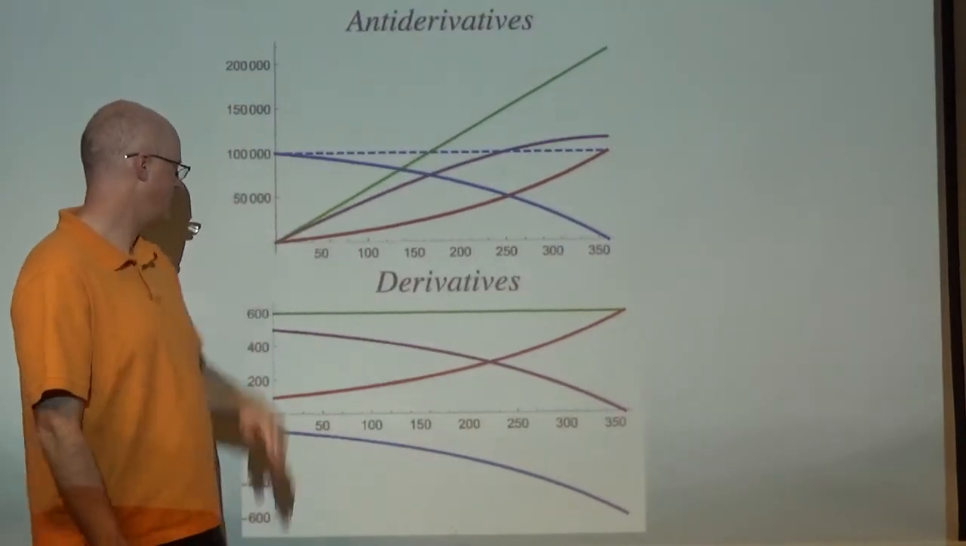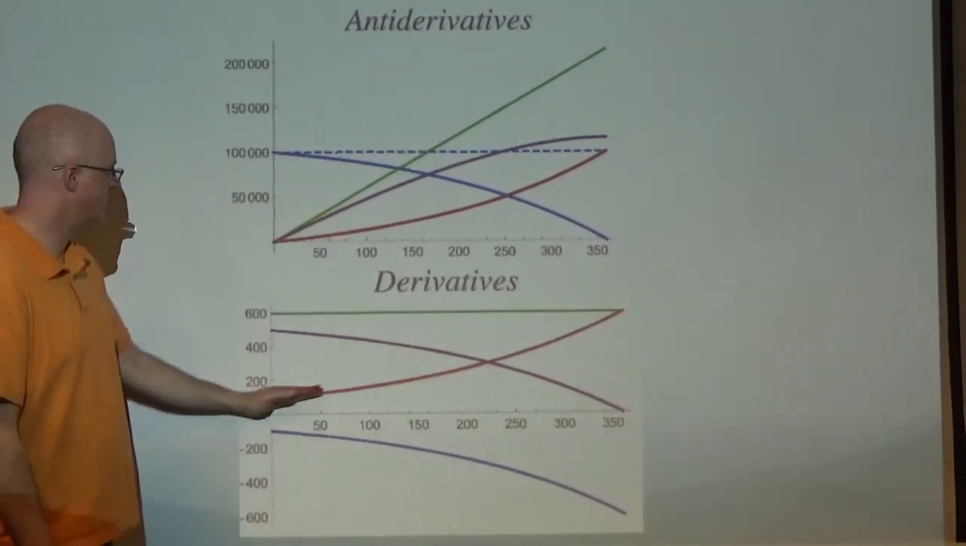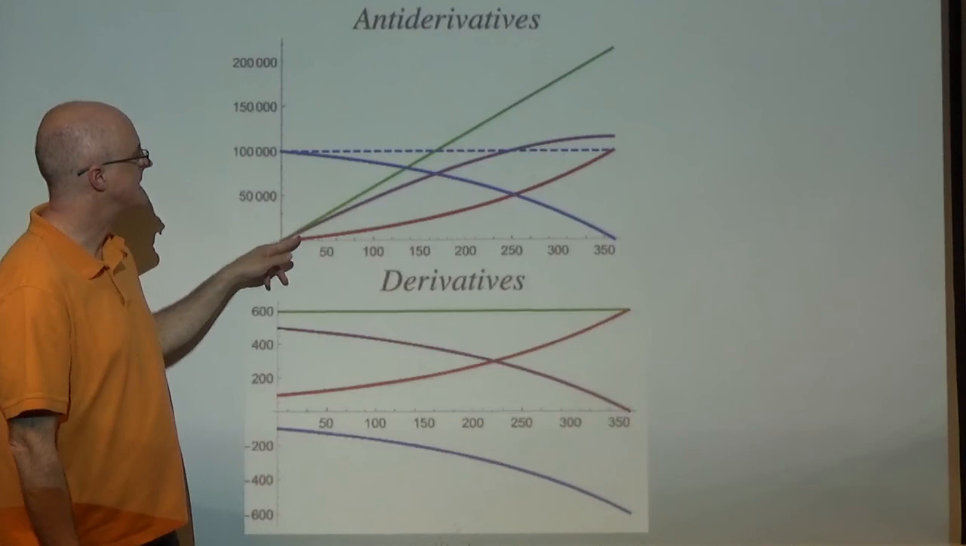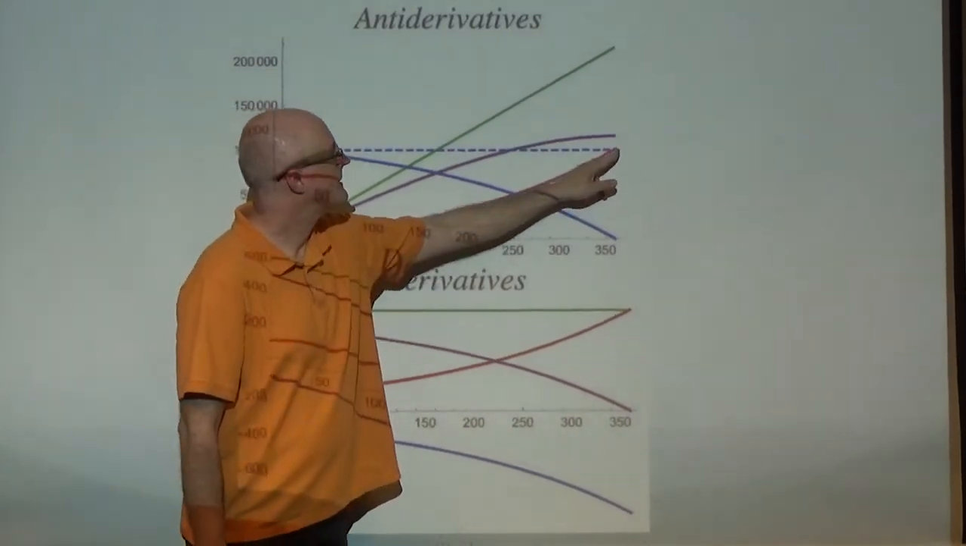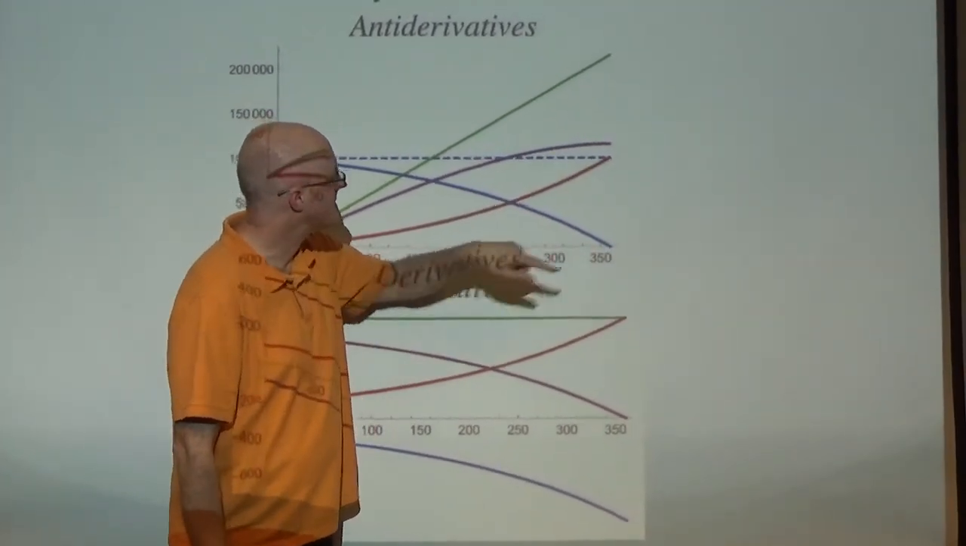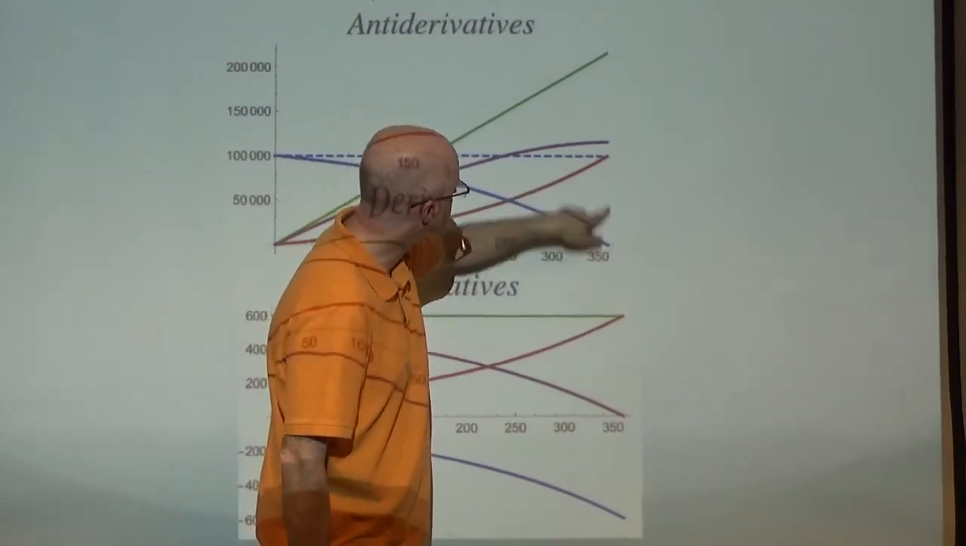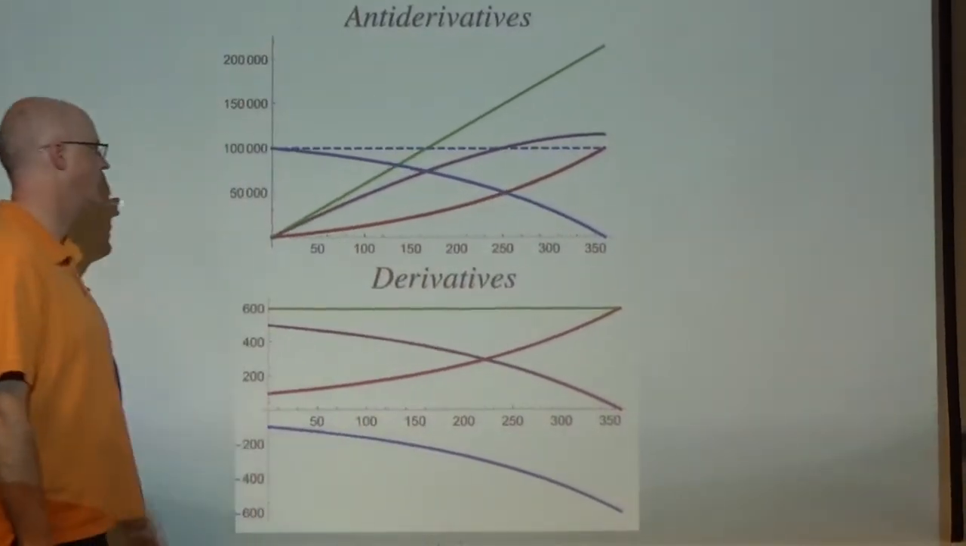This red graph is the integral of this red graph. This would be CPRt, and it has a value at time 360 equal to the loan amount.